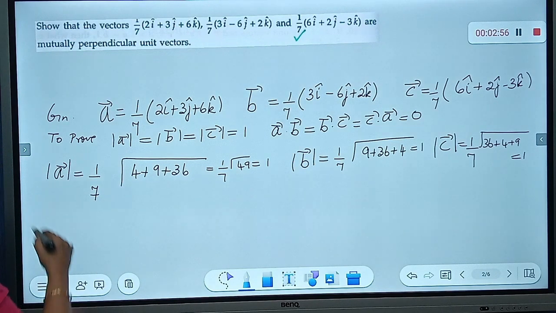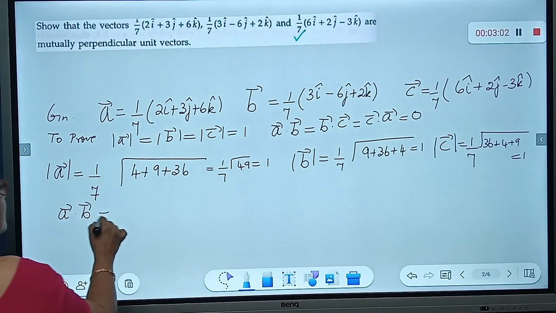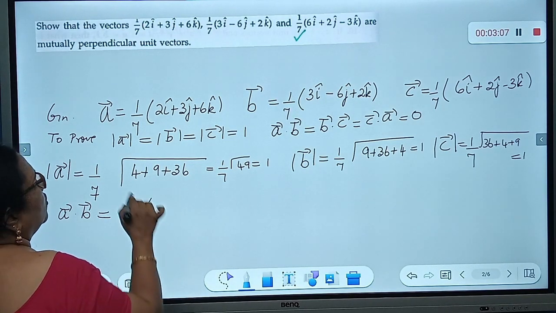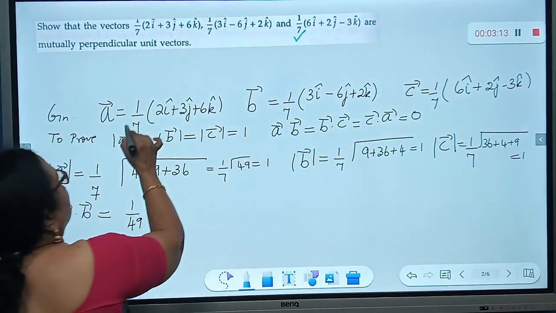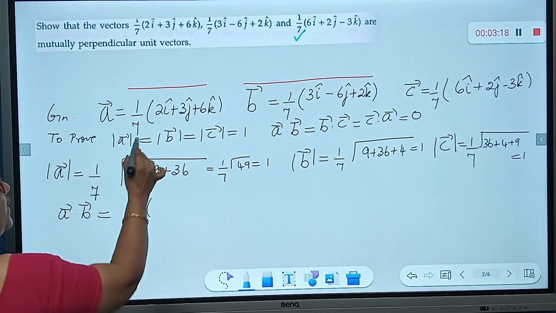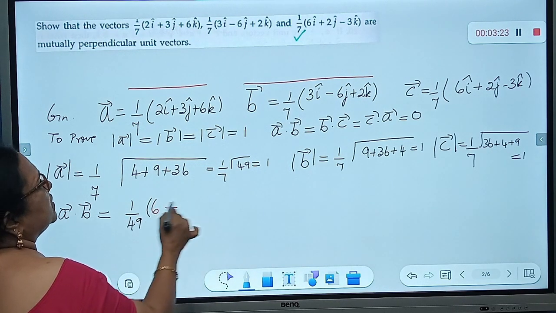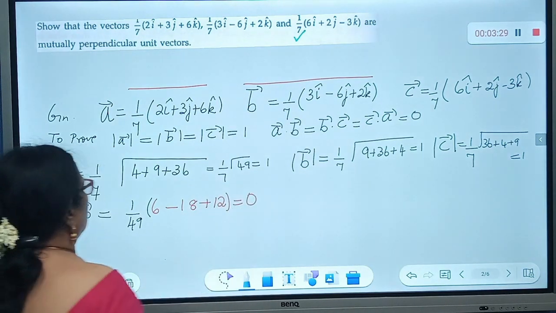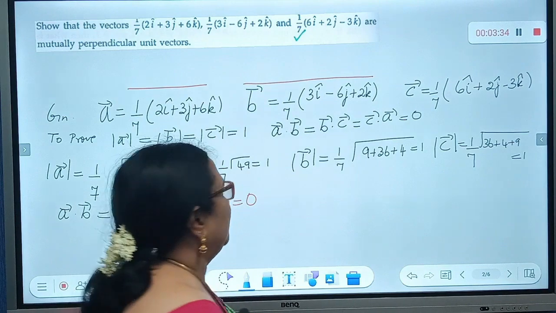Now are they mutually perpendicular to each other? So let us first compute A dot B. A dot B will be 1 by 49 into dot product of A and B. So when I take the dot product, what will I get? 2 into 3, 6 minus 18 plus 12 which is equal to 0. Which is what we wanted to prove. So A vector is perpendicular to B vector.